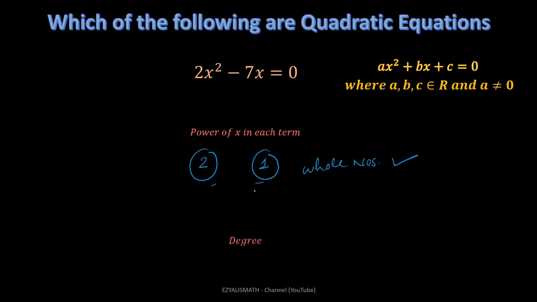What is the second rule? The second rule, degree. Degree is the highest power. What is the highest power among these two? It is 2, which is also good. We require degree 2. What is the third rule? Value of a. Value of a is nothing but the coefficient of x squared. Coefficient of x squared is 2 here. So value of a is equal to 2, and according to the condition it should not be equal to 0, which it is not. So this is also good, as all three conditions are good. So yes, this is a quadratic equation.